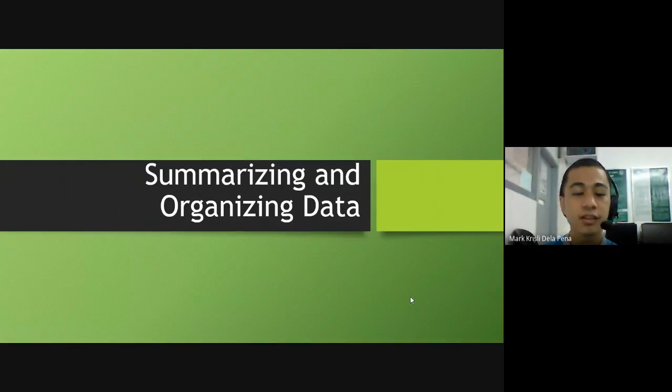Our topic for today will be about summarizing and organizing data, which means we will be discussing different methods on how to summarize and organize data. Especially, we call them ungrouped data because grouped data were already summarized and organized.